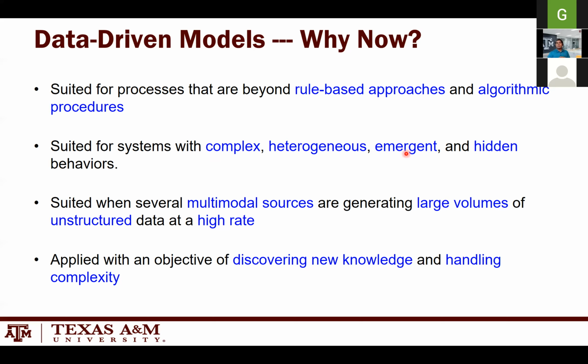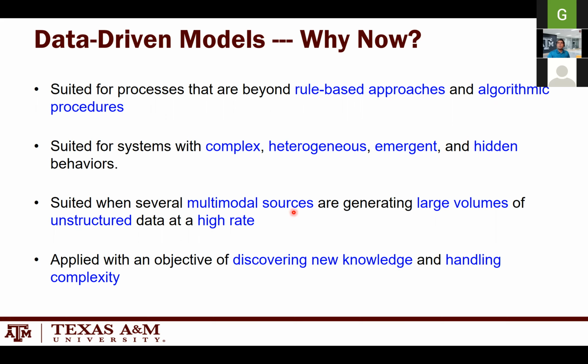And then when you have hidden behavior, these are four things that you look for when you try to see whether your problem, your system is suited for machine learning or not. Now, the third one to me is very, very important. Initially, when I was spending time on data-driven modeling, I didn't pay a lot of attention to the third requirement. So the third requirement is you need multimodal sources.